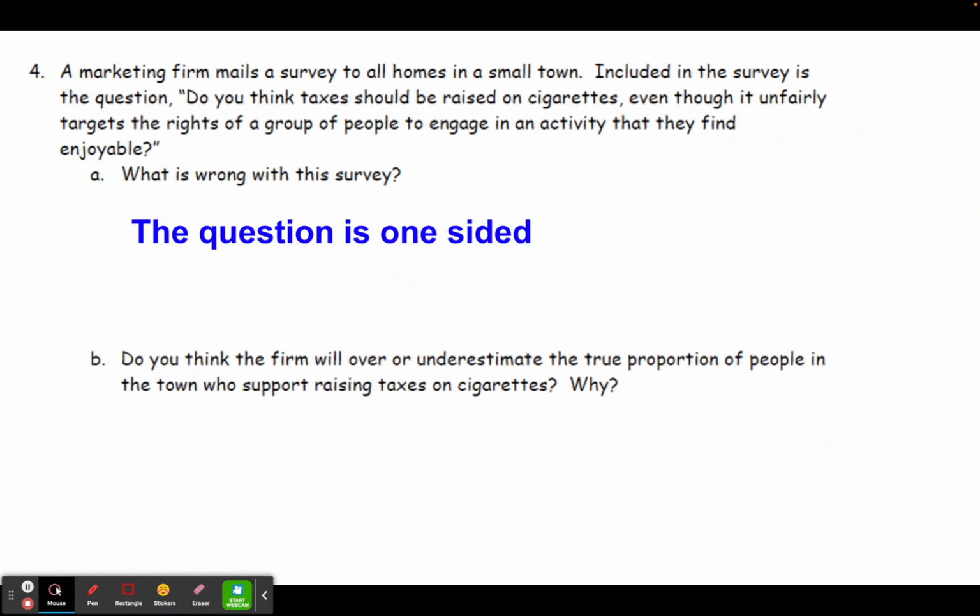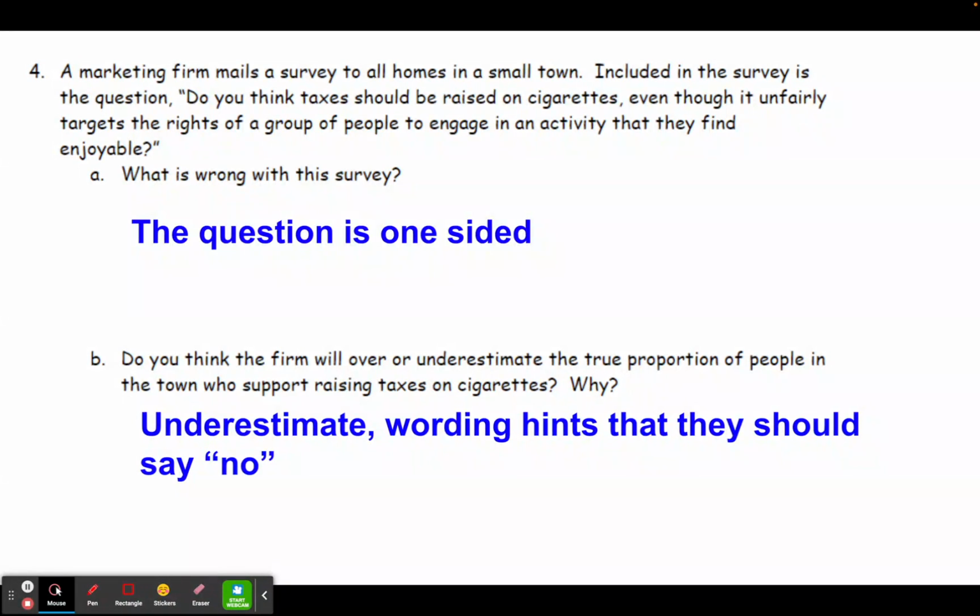And so because the question is sort of directing them to answer in a certain way, that causes some problems with the survey. Because of this, we would probably say underestimate, right? If they're trying to get an idea of whether taxes should be raised on cigarettes, and the question is making people think that these taxes are unfair, the question is sort of hinting at the fact that they should say no to these new taxes, right? And this is in statistics what we call a leading question, because the wording of the question is kind of directing people to answer the way that you want them to answer.